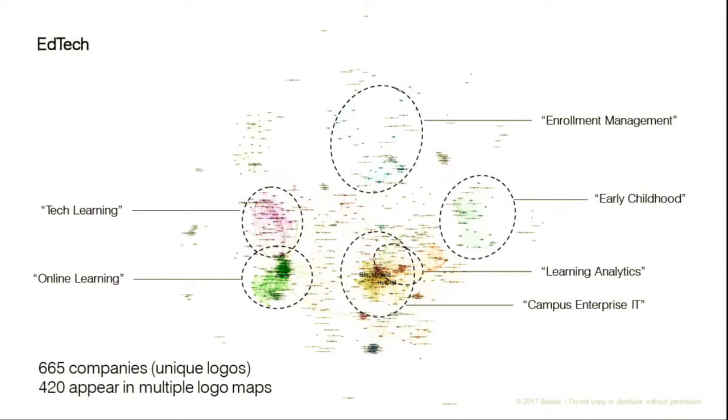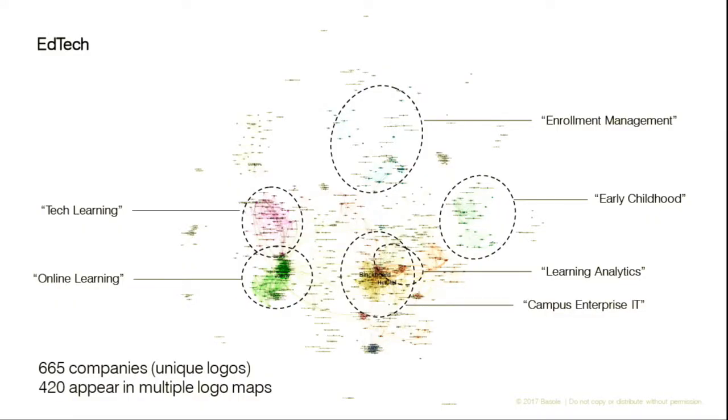We also did this for EdTech. So we found about 15 or 16 of these EdTech maps, and there's about 665 companies. It turns out that there are many more that overlap, meaning that they are fairly well defined already, but there's about 200 of them that were unknown to some folks. And then the clusters that emerged included enrollment management, tech learning, online learning. It's actually quite challenging to label clusters because we can't pigeonhole them. Some companies operate in multiple spaces, and that's one of the challenges.